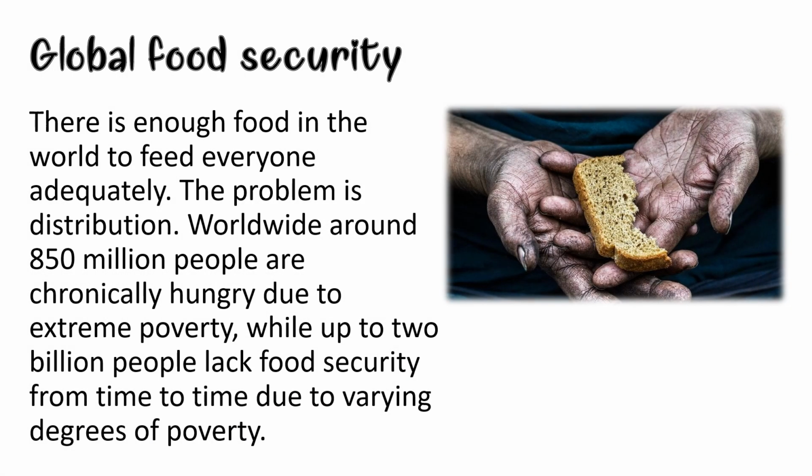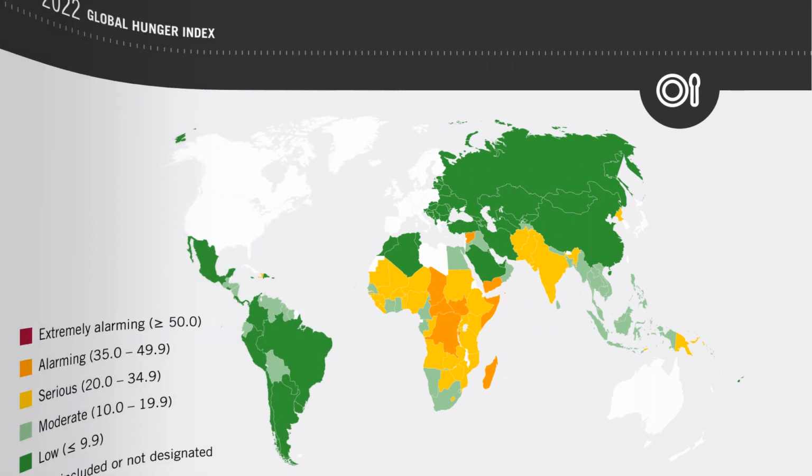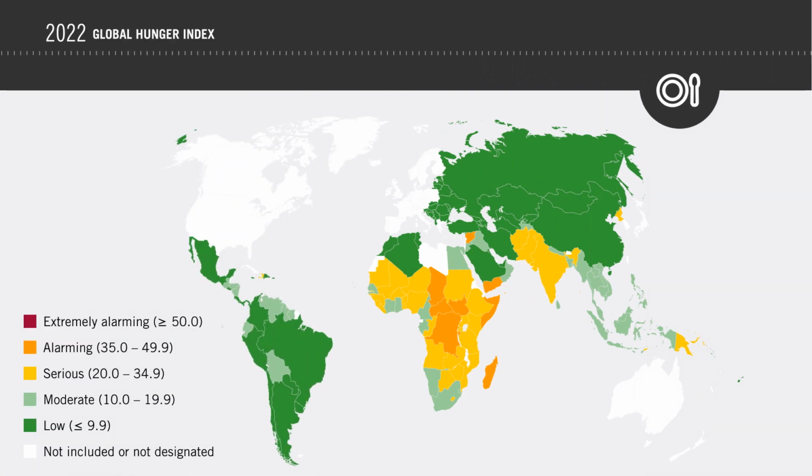Global food security. There is enough food in the world to feed everyone adequately. The problem is distribution. Worldwide, around 850 million people are chronically hungry due to extreme poverty, while up to 2 billion people lack food security from time to time due to varying degrees of poverty. Here we have the 2022 Global Hunger Index.